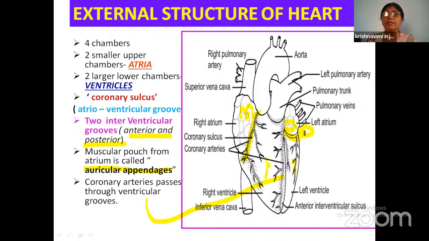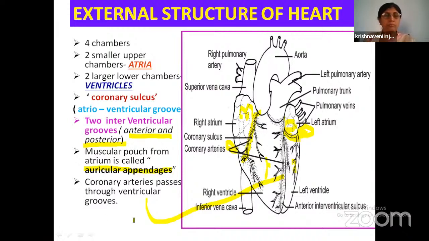You can see here in this diagram, it is not available, of course, but the place is like this. This is the pouch. Pouch means you know it. Yes, they are called auricular appendages. Appendages means accessories.